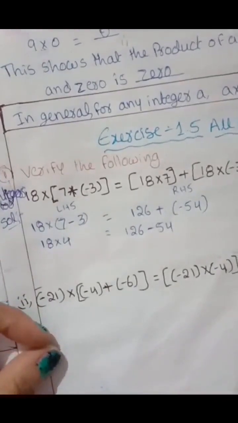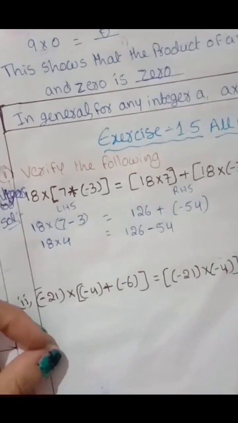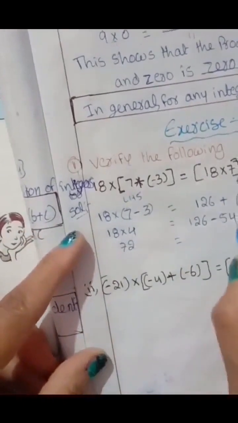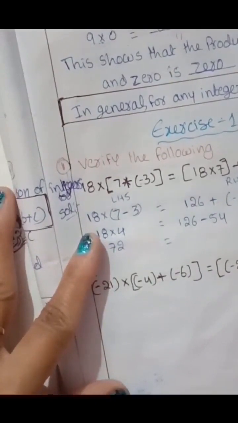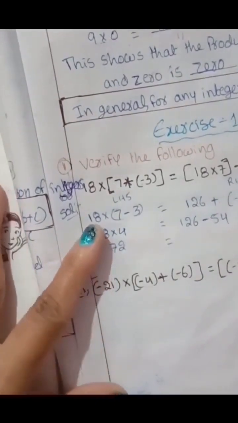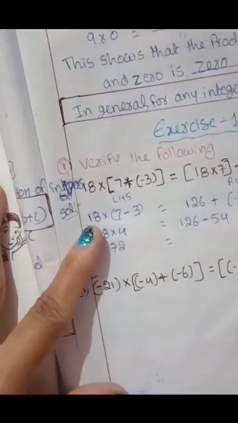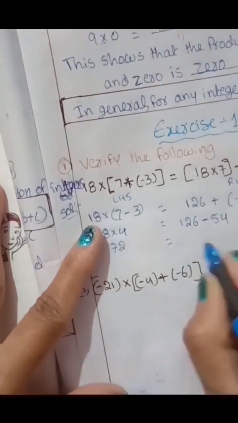18 cross 4, 4 8s are 32. 4 1s are 4, plus 7, so the 72. Next, 126 minus 54. 126 minus 54, so 6 minus 4 is 2 only. Next again, 12 minus 5 is 7. So that's why it is 72.